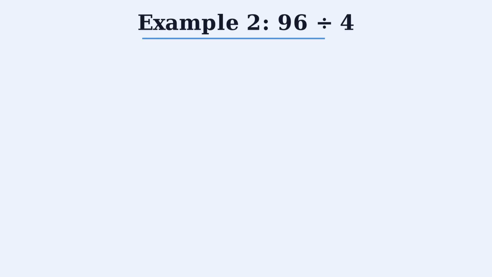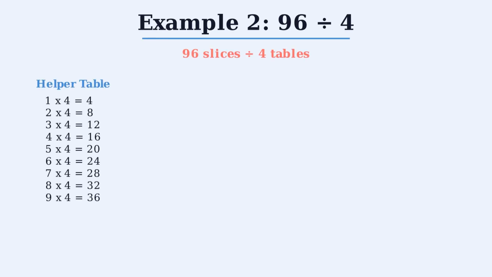Now let's try 96 divided by 4. Think of it as splitting 96 pieces of pizza between 4 tables at a party. First digit is 9. How many times does 4 go into 9? Twice, because 4 times 2 is 8. Write 2 on top. Subtract 8 from 9, that's 1. Bring down the 6, making 16.